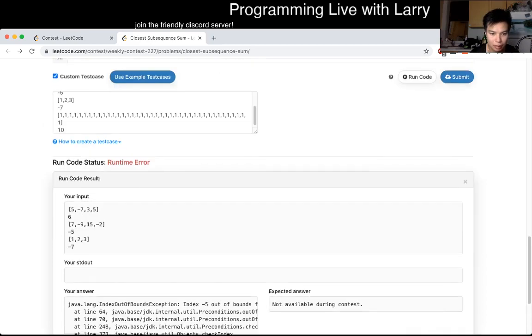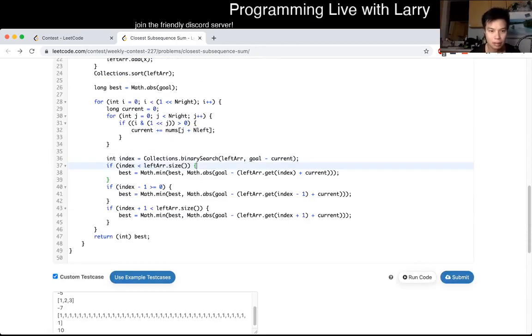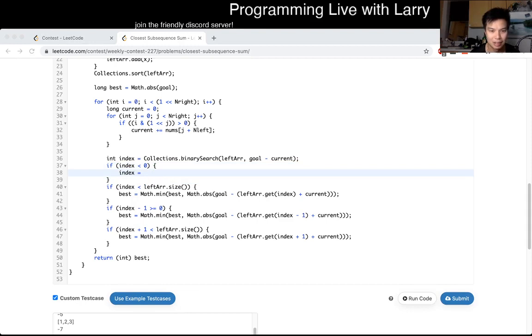-5. If it's not present, it gives you a negative number? Why? I really don't know this interface clearly. Why does anyone do anything like that?